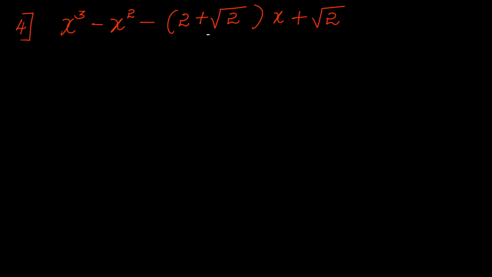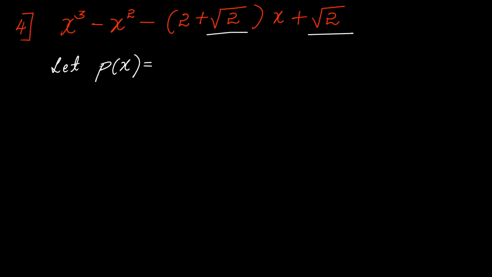This one is more interesting because here we have something new. Look carefully. The question says x cube minus x square minus open bracket 2 plus root of 2 close bracket x plus root of 2. Now, don't get scared seeing root of 2. It is just a number. Treat root of 2 like a 2 or 1. It's just a constant, nothing special, okay? Now, let's solve this question.